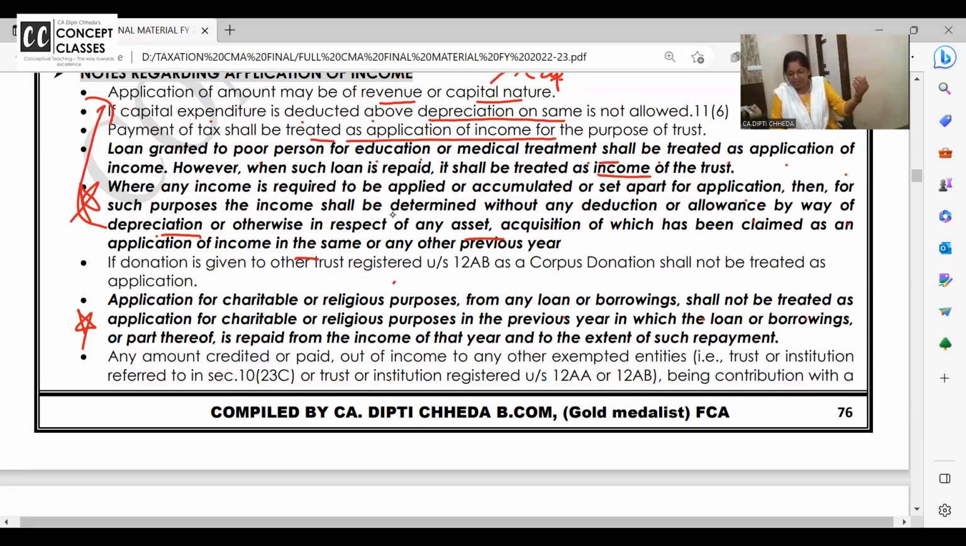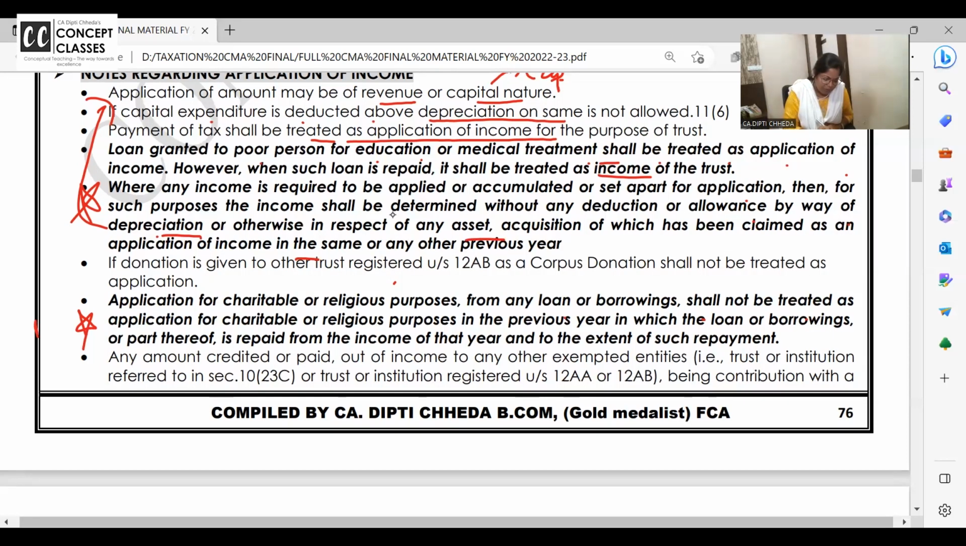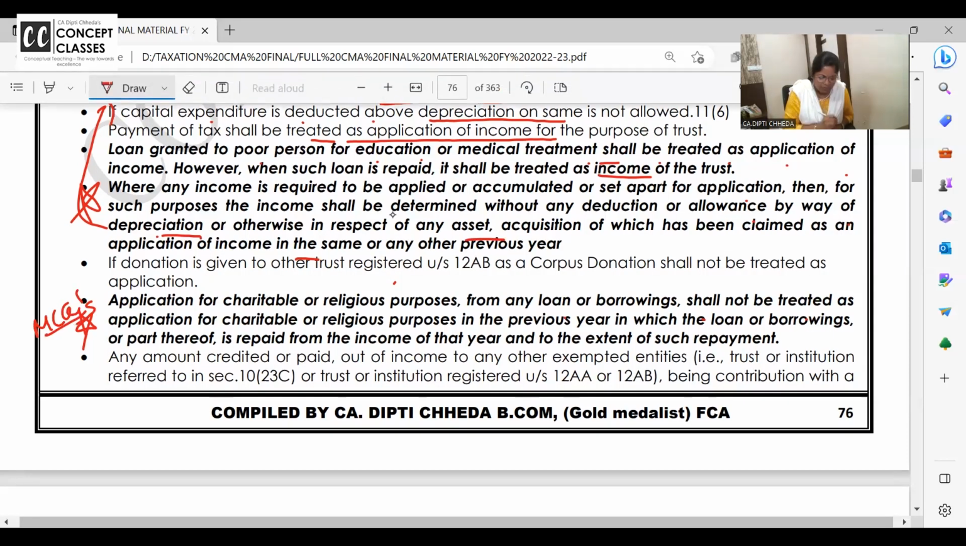You have applied from any loan or borrowing. Loan लिया और फिर कार खरीदी trust के लिए. Can you take it as applied? No. But loan liya 20 lakhs, car kharidi 20 lakh, but for that 2 lakh rupees EMI you have paid from income earned. 2 lakh is allowed. Answer is yes. Mark this super duper important for MCQs.